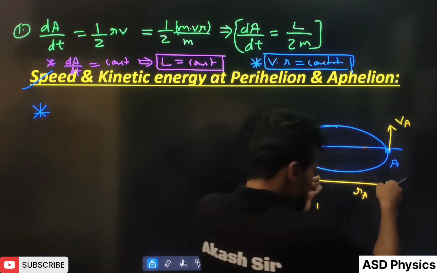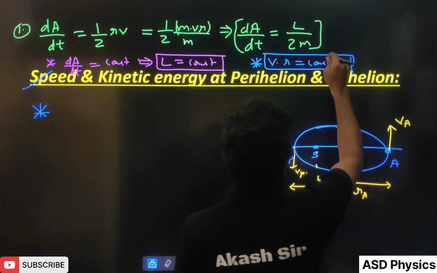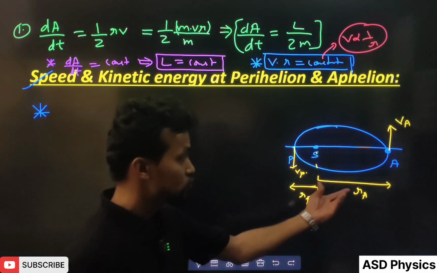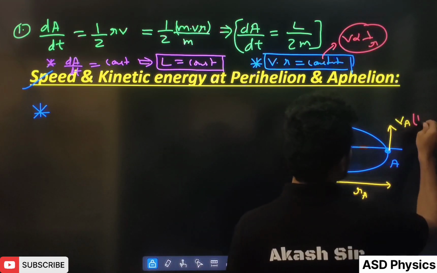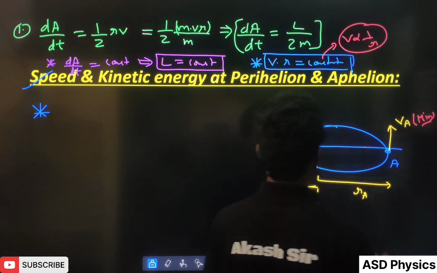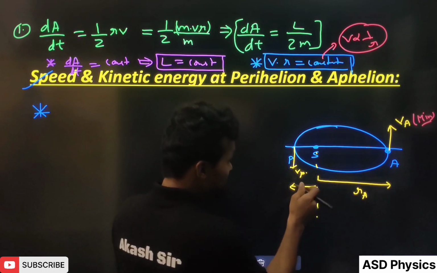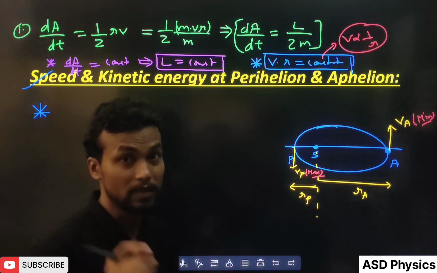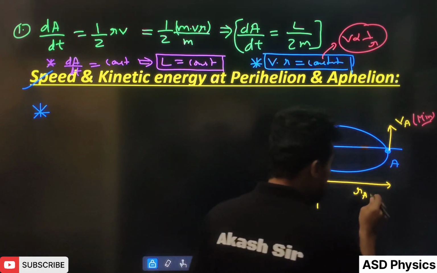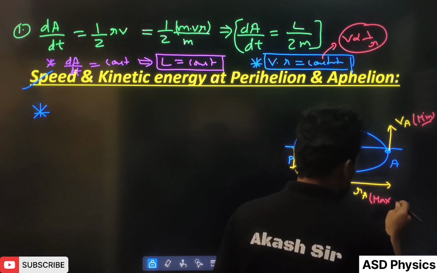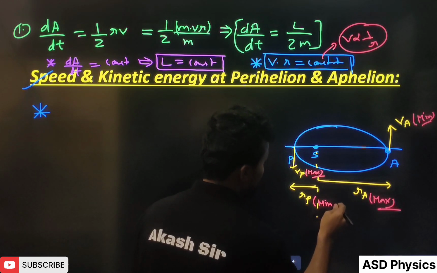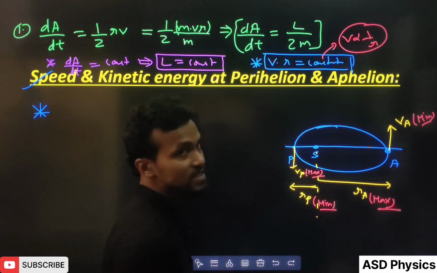You know, this distance is maximum because R into V is constant. That means we can tell V is inversely proportional to R. So as RA is maximum, that means at this distance the speed will be minimum. Similarly, this RP is minimum, so at this distance the speed will be maximum. Again, listen to this: RA is max, so speed is minimum. RP is minimum distance from the sun, that means speed is the maximum.